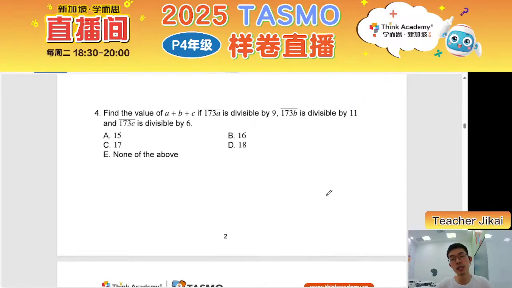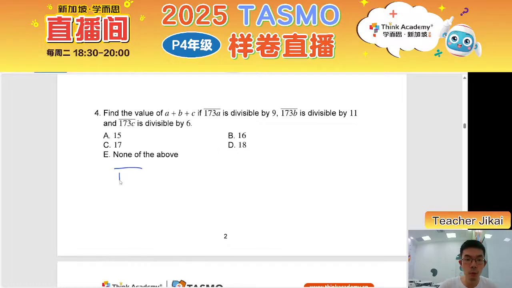It is about the divisibility rule. We have the value of A plus B plus 3 plus C, where 173A is divisible by 9, 173B is divisible by 11, and another number is divisible by 6. For this question, you need to know the divisibility rules, right? So let's start with the divisibility rule for A here.